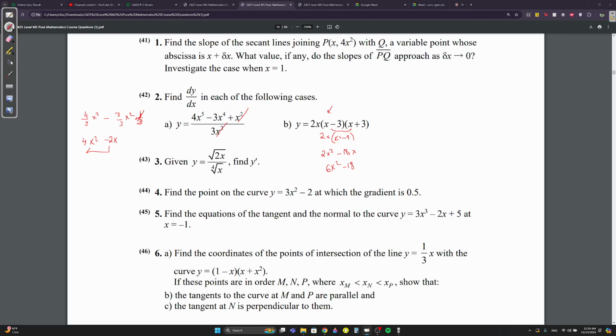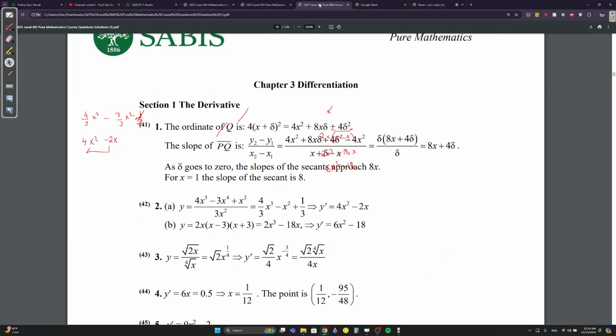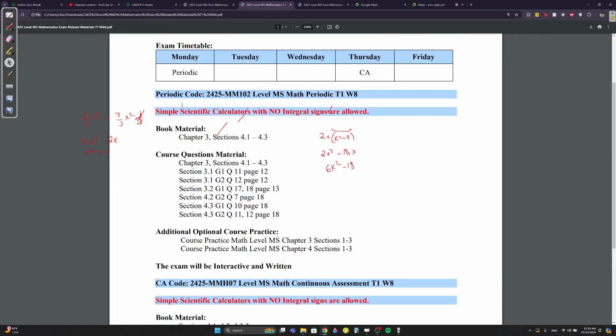Okay, let's just double check our answer. 4x squared minus 2x, 6x squared minus 18. Okay.